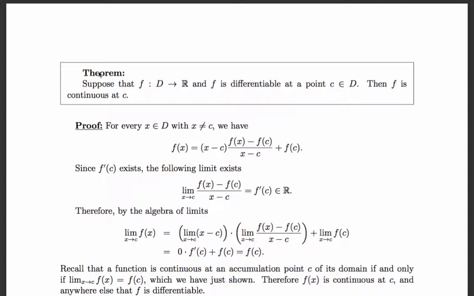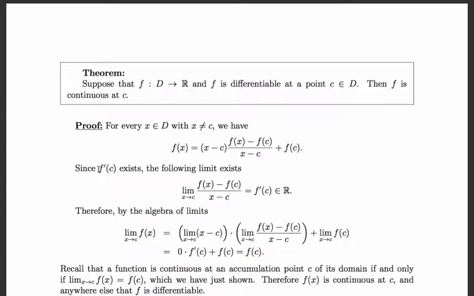For every x in the domain not equal to c, we can write f of x as x minus c times f of x minus f of c over x minus c, plus f of c. That's this statement here. You notice that this ratio is a secant slope. If I were to cancel out x minus c and x minus c, negative f of c plus f of c, the only thing left standing would be f of x, which is what this is equal to.